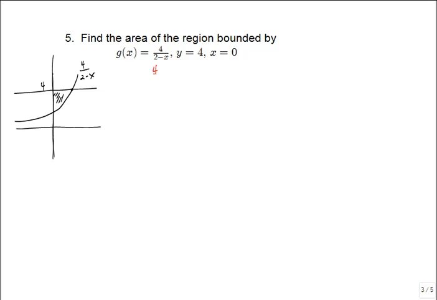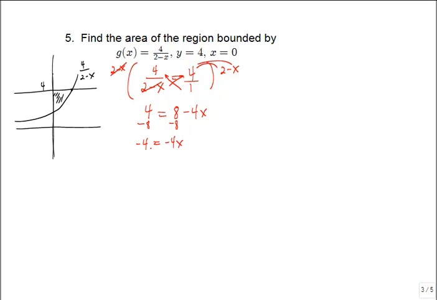So we could set 4 over 2 minus x equal to 4. To solve this algebraically, you can just think of this 4 as being 4 over 1 and cross multiply. In other words, just multiply through by that denominator 2 minus x. So it's going to cancel out on the left side, giving me just 4. On the right side, when I distribute that 4 across, we'll get 8 minus 4x. If I subtract the 8 over, we get negative 4 equals negative 4x. When I divide by negative 4, that means x is 1. So this is intersecting at 1.